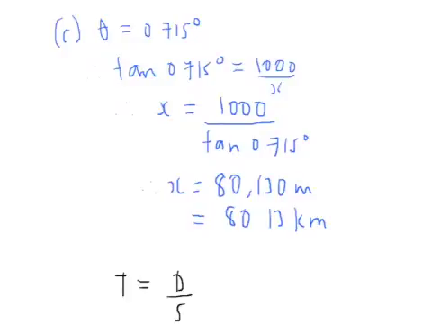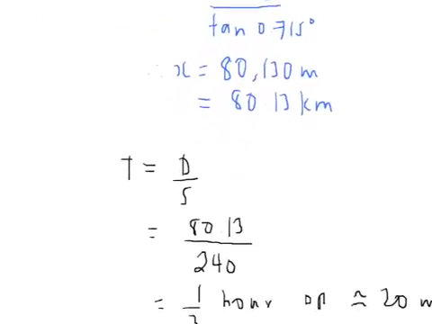The last one says something similar. If I have a quarter of the original angle of elevation, so I've halved 1.43 again, I do pretty much the same thing. I set it up: tan of my new angle, which has been halved from the previous question, or divided by 4 from the original, is 1,000 over x. I do my switcheroo, and I get roughly 80,130 metres, which corresponds to 80.13 k.